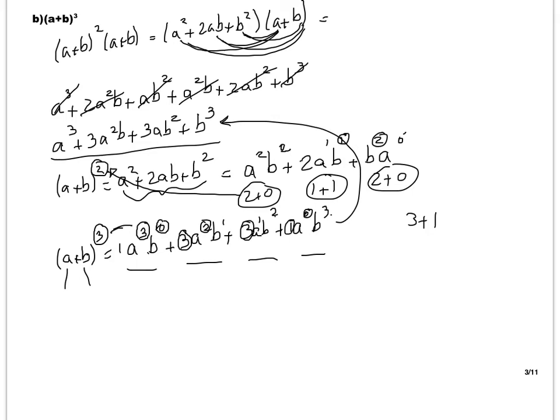Also, if we look at a plus b squared, which is here, the coefficient here is 1. You don't see it, it's 1. Then it's 2, and then again it's 1. So now if we can somehow relate the Pascal triangle with the coefficient, we are done.